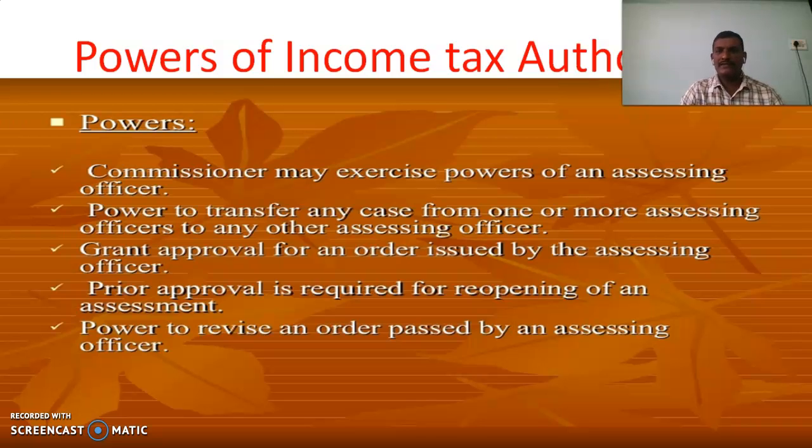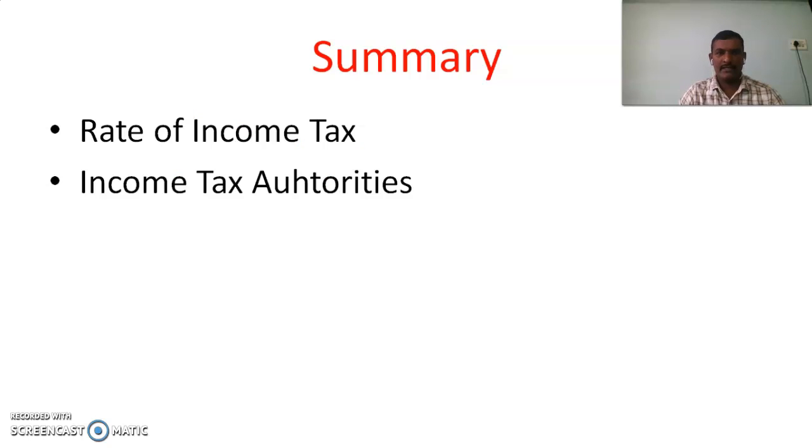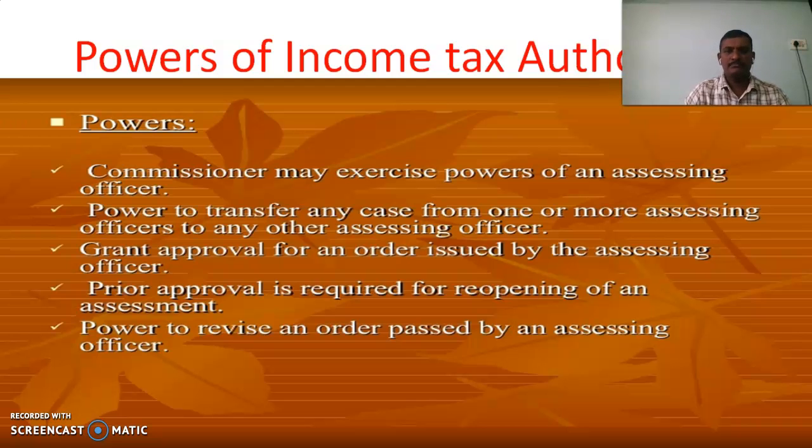And what are the powers of income tax authorities? Briefly now, I would like to quote the powers of income tax authorities here. Commissioner may exercise powers of an assessing officer. He is having a power to transfer any case from one or more assessing officers to any other assessing officer. Grant approval for an order issued by the assessing officer. Prior approval is required for reopening of an assessment and power to revise an order passed by an assessing officer. In this way, we have the powers for all the officers in the income tax departments.